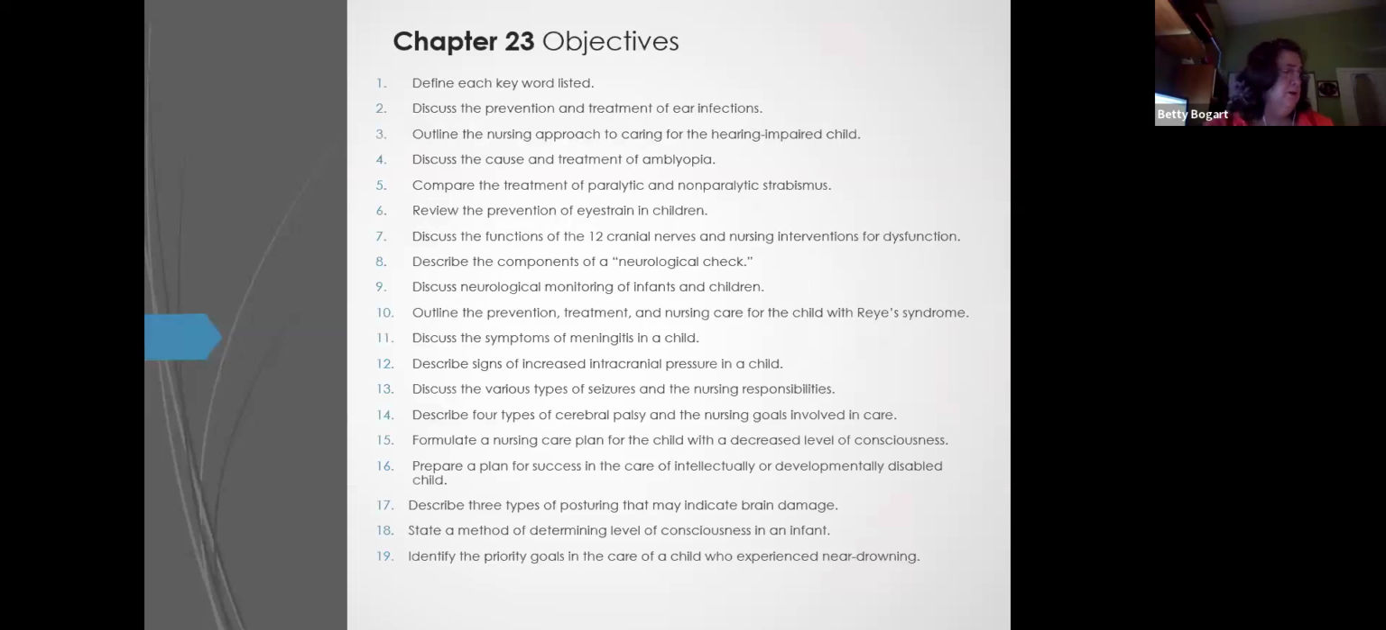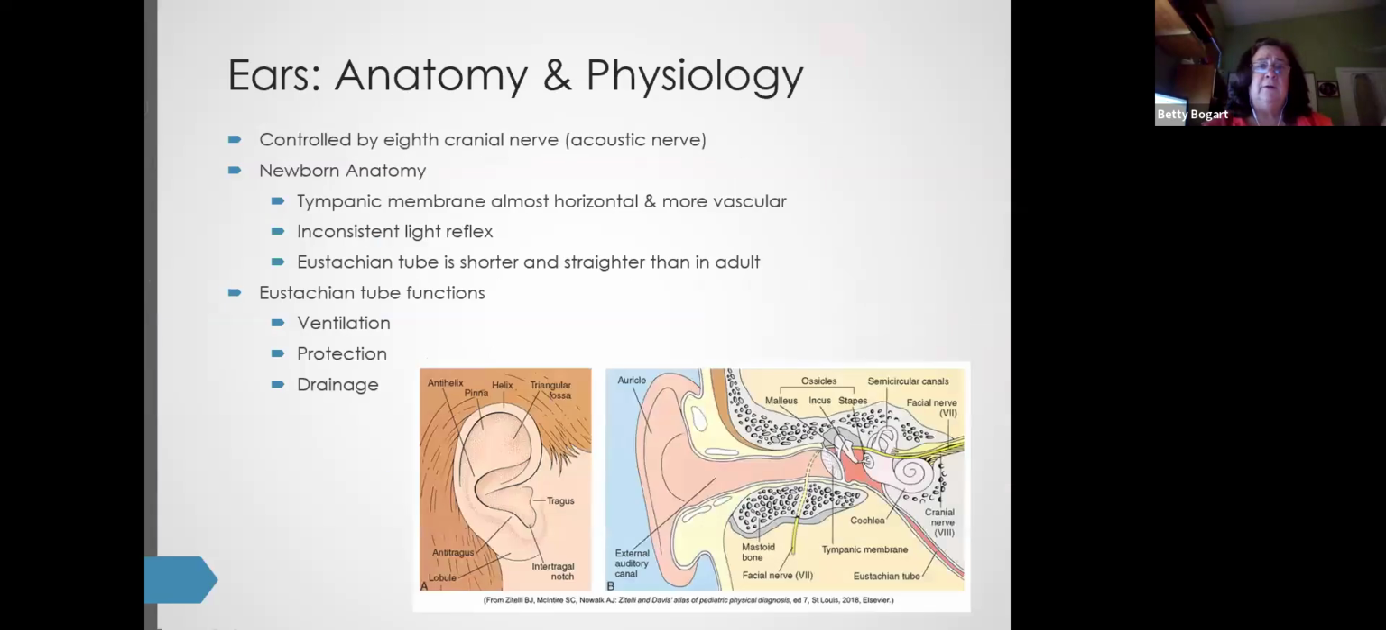So let's start out with chapter 23. There's always objectives there. So let's talk about the ears a little bit, and then again, remember in your review, you're going to see a lot of different things there too, those key concepts you should know. So remember, the ears are controlled by the eighth cranial nerve. That's the acoustic, which means hearing. When a baby is born, they're horizontal, they're vascular. They really don't work with the sight reflex.